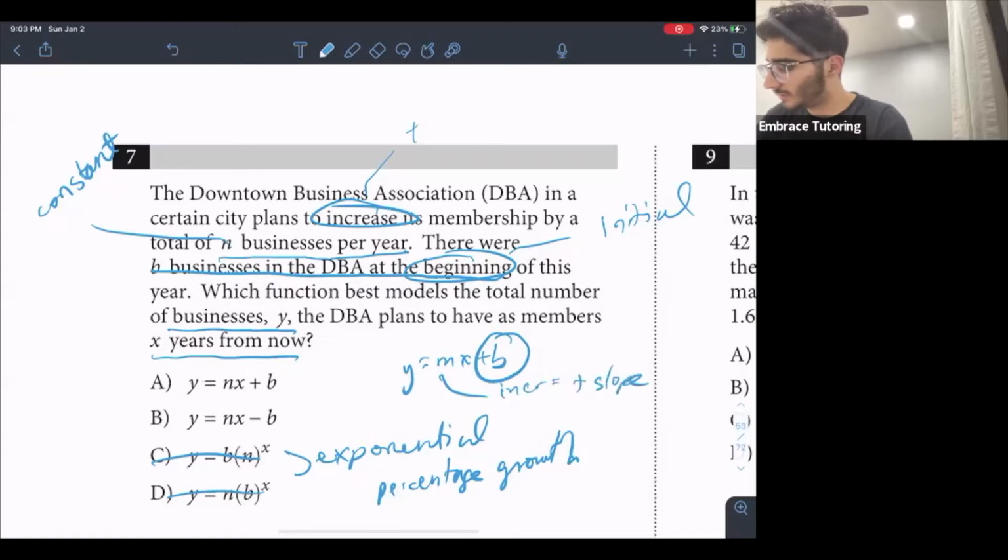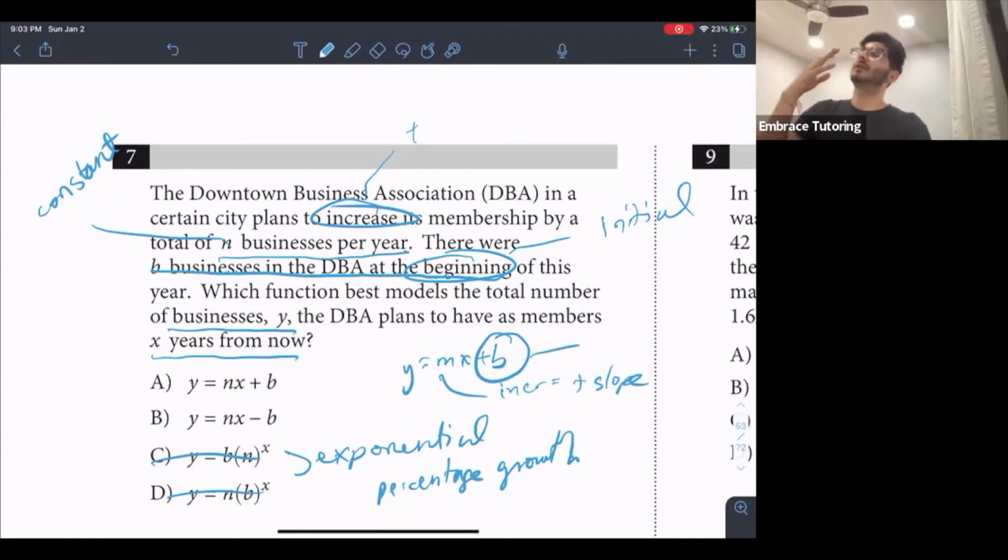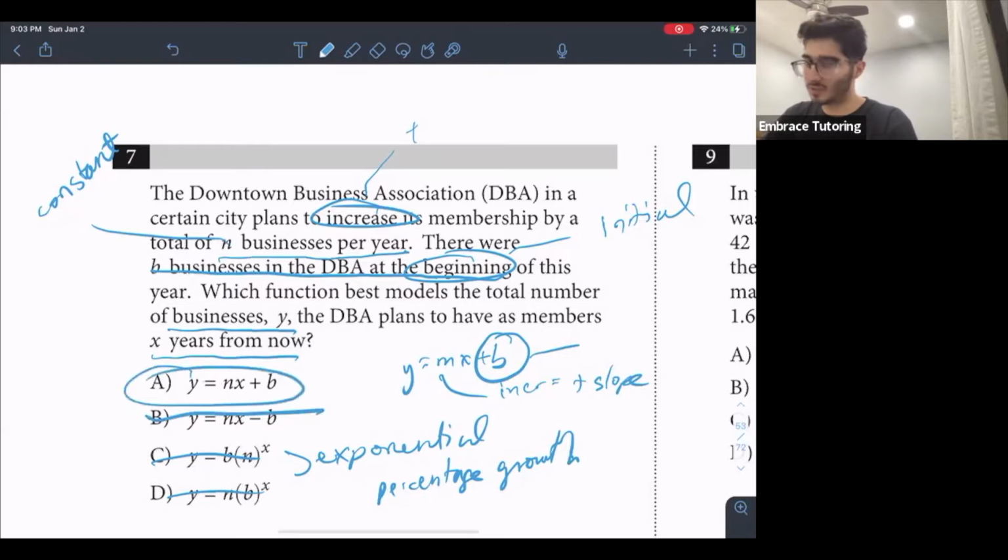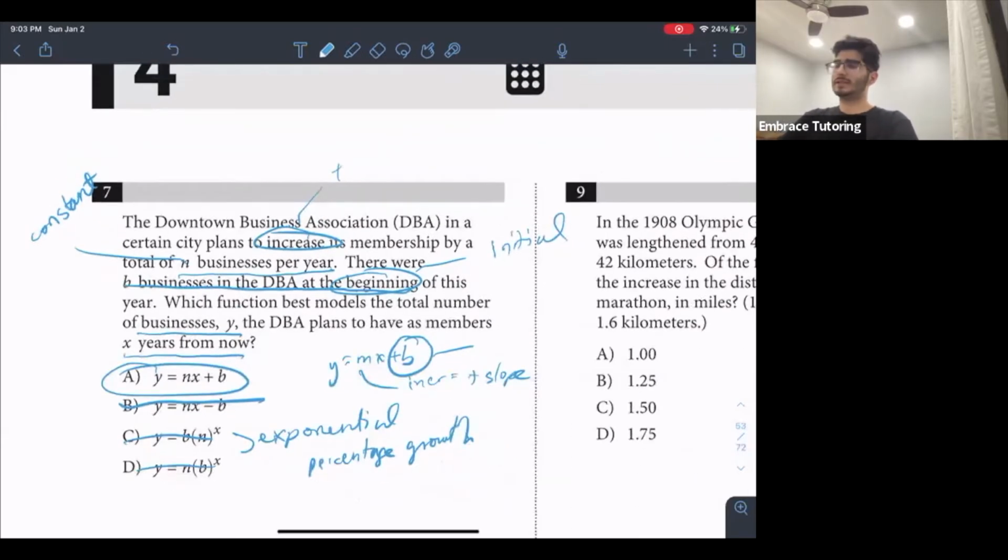And then it'd be an initial amount. So it'd be plus b instead of minus, because if it was minus, then it would be a decrease. They would have a subtracting from the initial. It can't be b either, so it has to be choice A. So you just have to realize if it's a constant value with an increase, then you know it's a positive slope, and you know it's a plus b because you have something in the beginning.